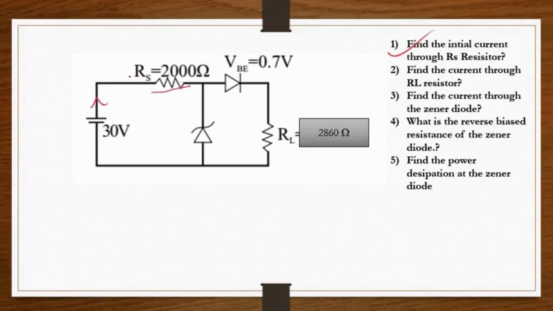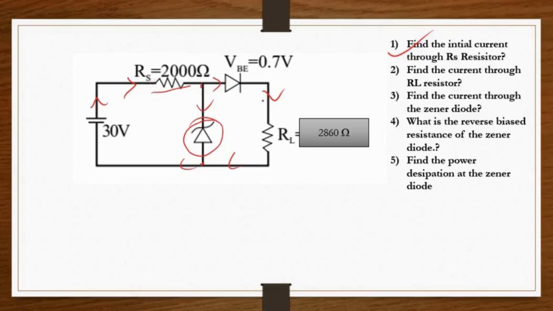So current will flow through the 2000 ohms resistor and it will go this way, and it can go through the Zener diode as well, right? I hope you know the theory about Zener diodes. We use Zener diodes in reverse bias form in order to maintain a constant potential difference across it, right? So knowing the theory, they are asking us to find the initial current through the RS resistor.